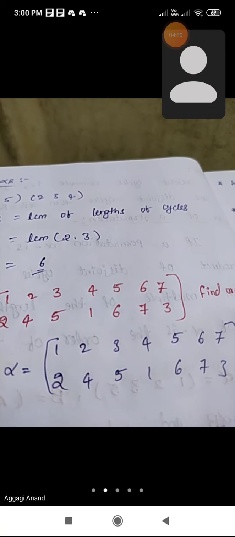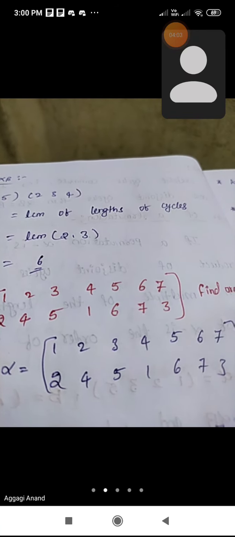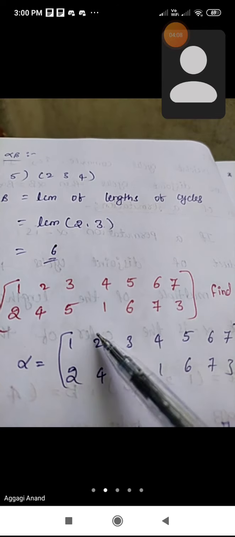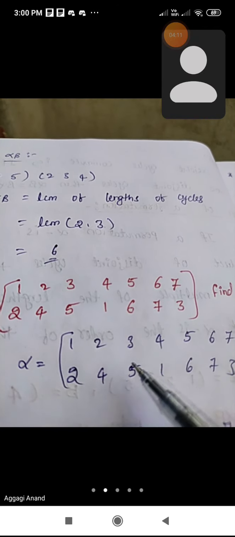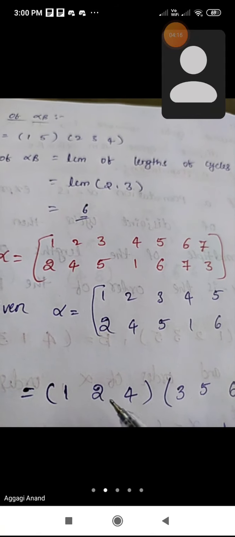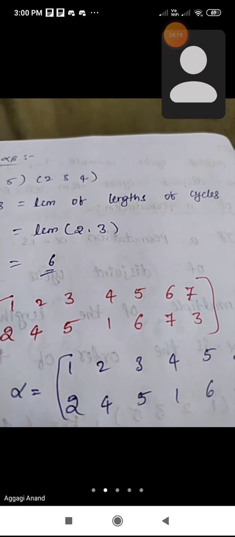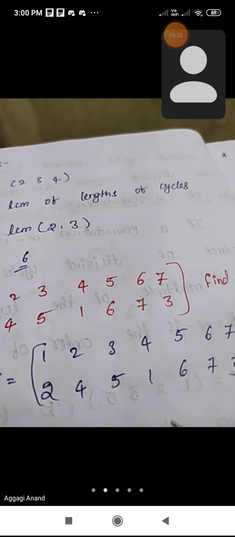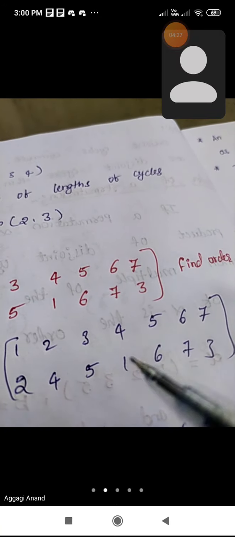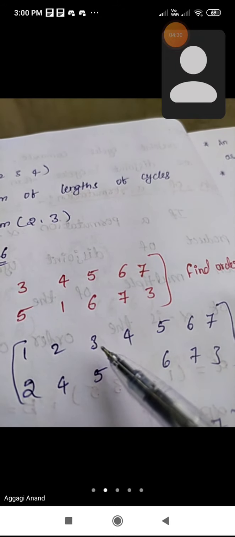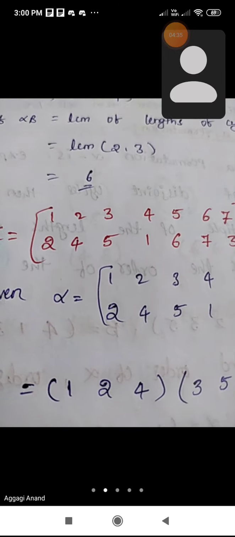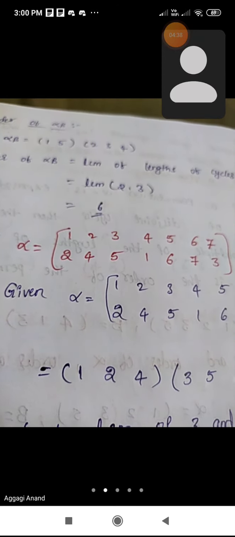One maps to two. Two maps to four. Four maps to one. So the cyclic is 1, 2, 4. Next, 3 maps to 5, 5 maps to 6, 6 maps to 7, and the image of 7 is 3. Starting with 3 and ending with 3, the cyclic is 3, 5, 6, 7. Now these are the disjoint cyclics.